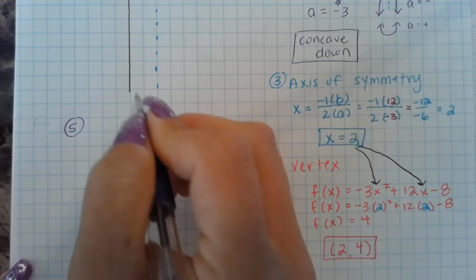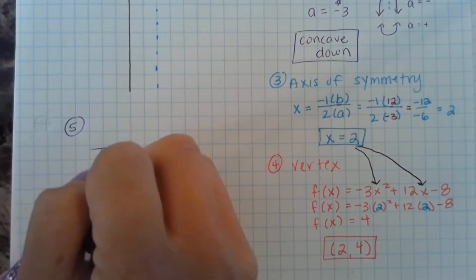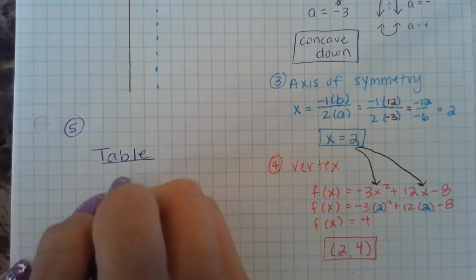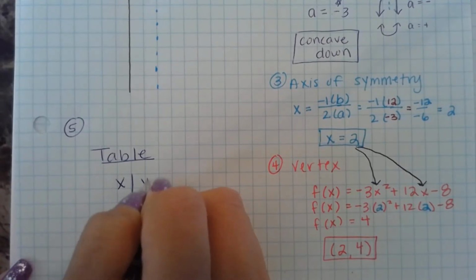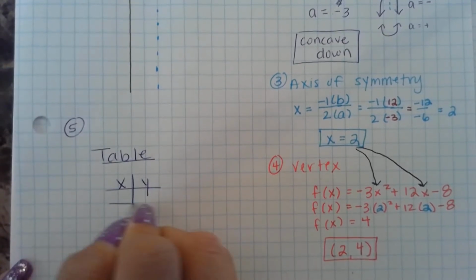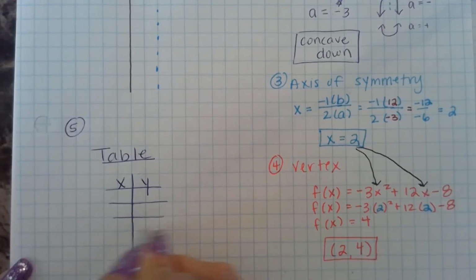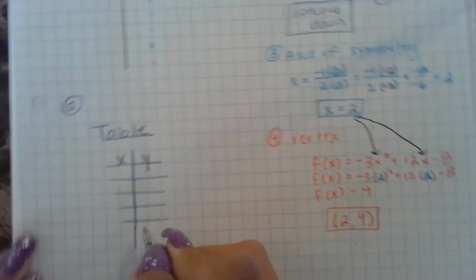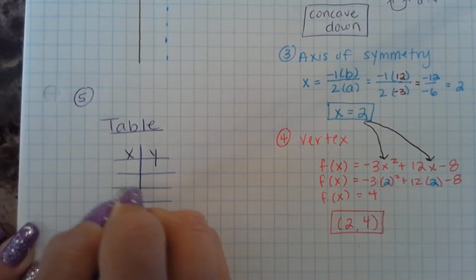We're going to write table right here. Make sure your table has about 5 blanks. So we have x and we have y. Okay, so we know this is 1, 2, 3, 4, and then 5. Let me fix these lines a little bit better.